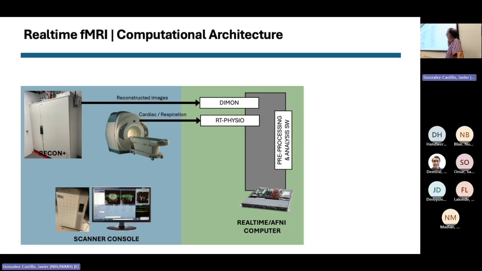Of course, there's going to be all the software that does the pre-processing and the analysis. For us here, it will be AFNI. And then the other thing that's needed is this thing that's called event analyzer. It's what tells this computer what you're doing on the console, because you want certain things to happen at specific moments in time.